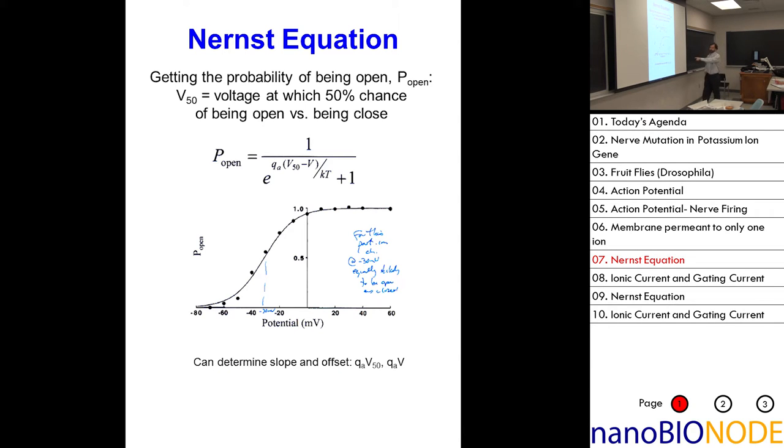Okay, and so we get something that looks like this. This is the probability of open, should remind you a lot of the Boltzmann factor. And what happens is there's two factors. There's how steep this is, and also where it is in terms of the midpoint potential. So this is very important. The midpoint potential, what is that going to be determined by?